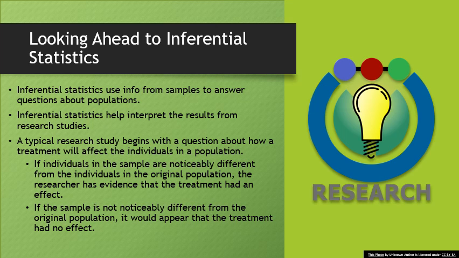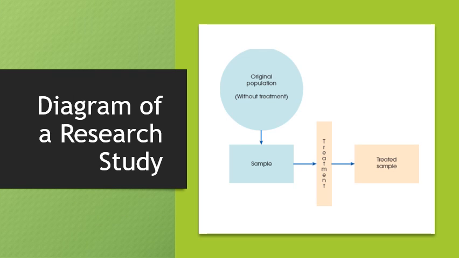If individuals in the sample are noticeably different from individuals in the original population, then the researcher has evidence that the treatment did have an effect. If the sample is not noticeably different from the original population, it would appear that the treatment has no effect. So here's a diagram of a research study. You start with an original population without a treatment, and you choose a sample from that population. You give the sample people the treatment, and then what you have is a treated sample.